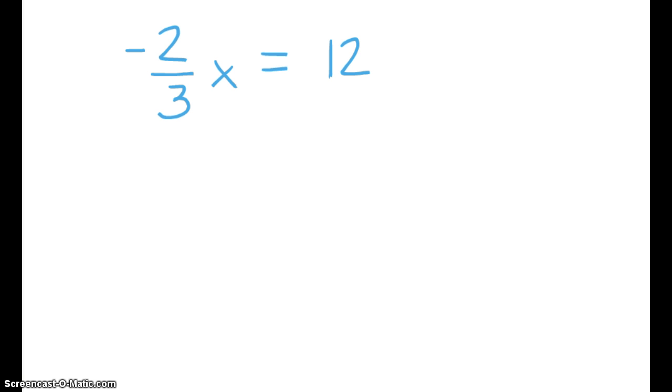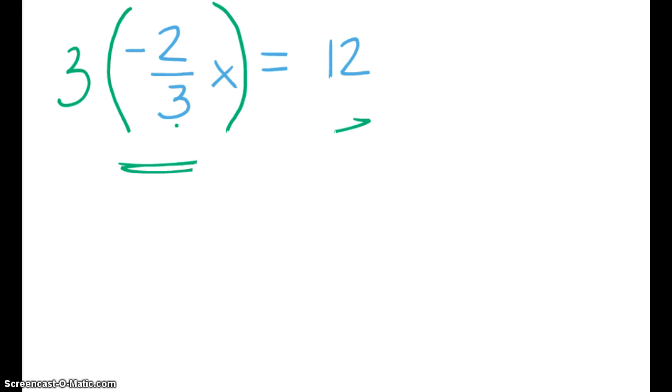Alright, so the easiest thing to do when you have a fraction is to clear your fraction by multiplying, not by the reciprocal, but basically by the denominator. So negative 2/3 x, I'm going to multiply it by 3. And whatever I multiply to the left, I have to multiply to everything on the left and the right as well.